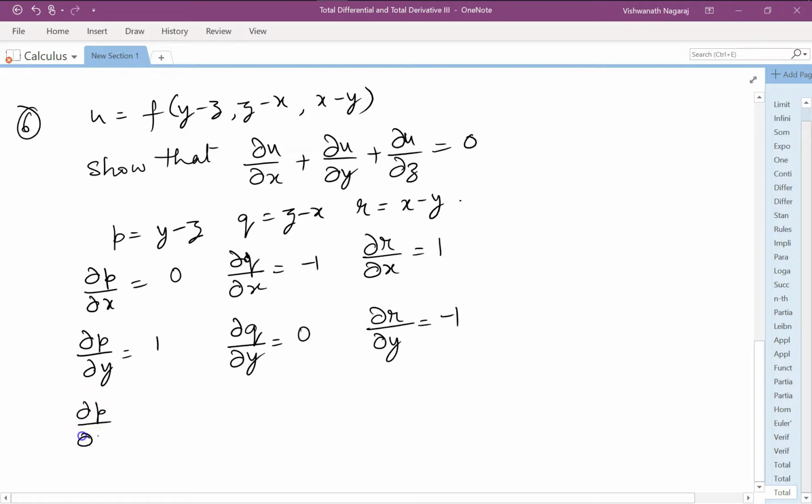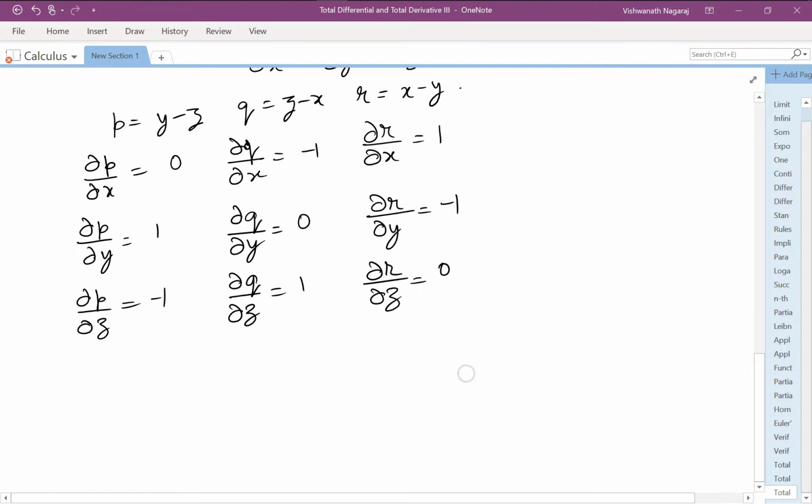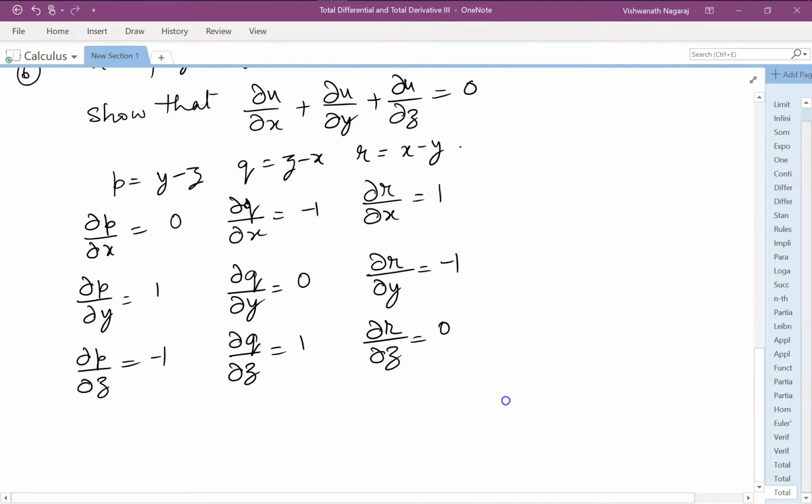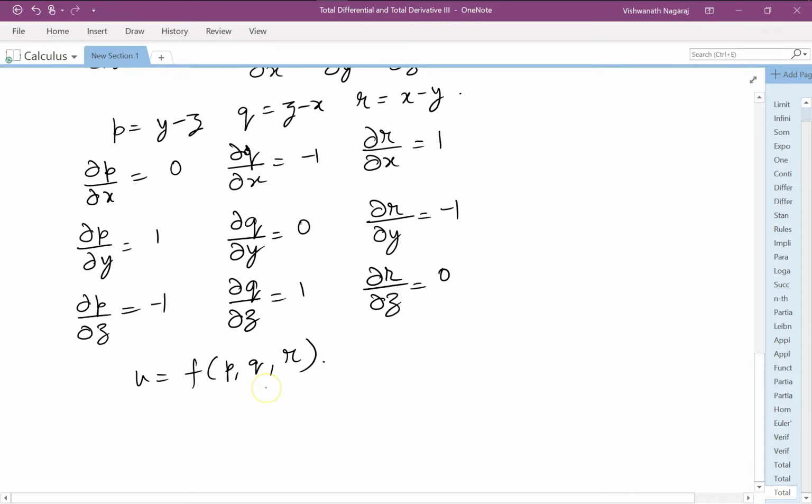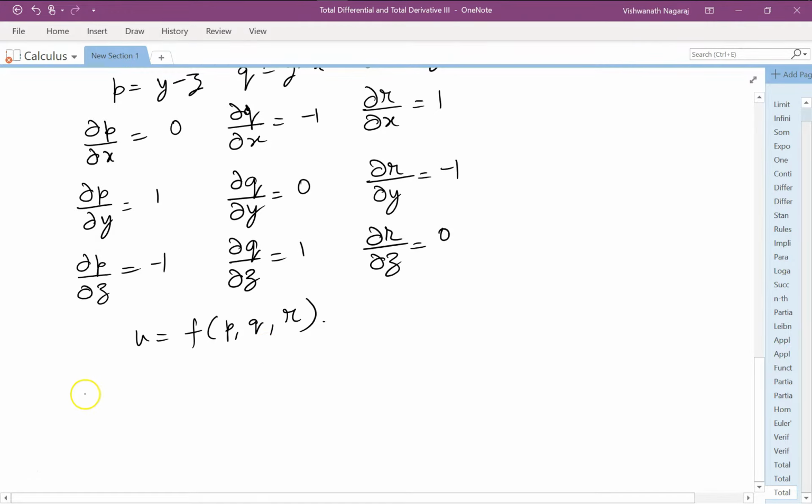Dou p by dou z is equal to minus 1. Dou q by dou z is equal to 1. Dou r by dou z is equal to 0. Okay, and our function itself becomes u is equal to f of p, q, r, and it is going to be a composite function of 3 variables. Okay, so now we require dou u by dou x.